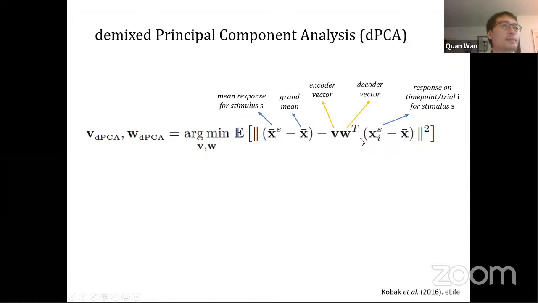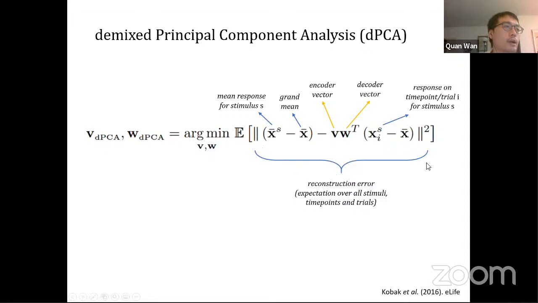And what the DPCA does is that it has a decoder vector and an encoder vector. The goal of DPCA is basically to reduce this reconstruction error, which is the expectation over all stimuli and time points. This way you can capture the variance that's only specific to a certain task parameter. In our case, it's the stimulus. So we use this W vector. You can imagine, like PCA, you can order the different components by the variance explained. So we can choose the top two DPC components to construct the two-dimensional subspace.